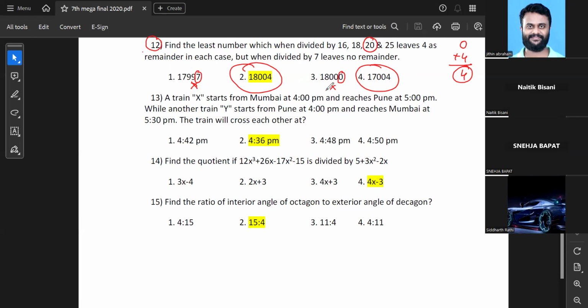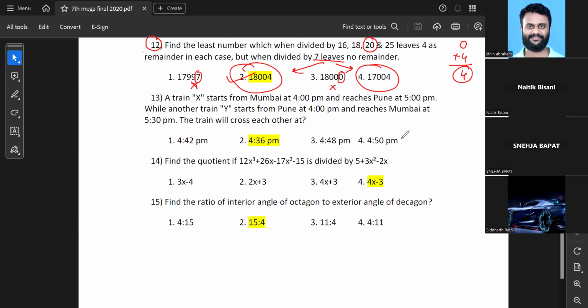Excuse me, sir. Just a minute, let me complete. So once the first and third options are eliminated, you are left with only two numbers. Now you have to check which number is divisible by 7. Only two numbers you have to check, out of which you will get 2 as the correct answer. Now tell me, what was your query?